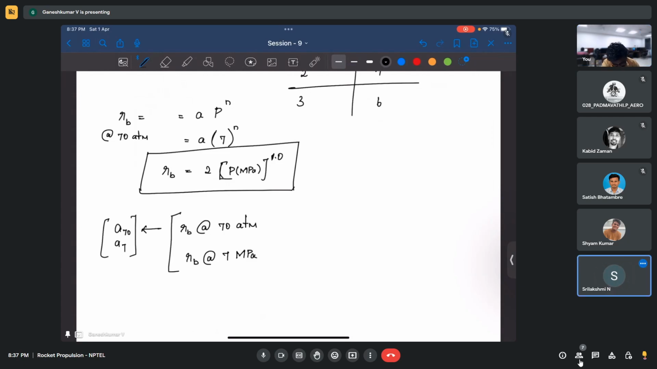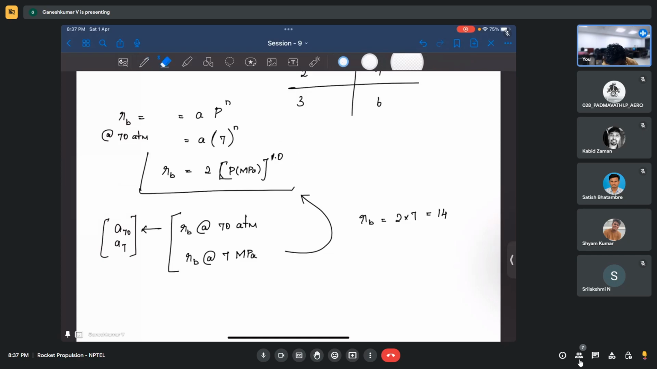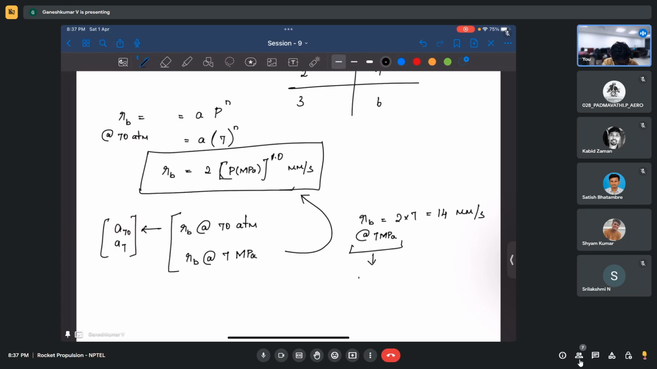Okay, so you just need to substitute in here. According to 7 megapascal, it's going to be 14, and you should express this in millimeters per second. This is important. So it's going to be 14 millimeters per second. This is RB at 7 megapascal. And now you term this A70, A7, it's up to you. But whatever you term it, it's going to be burning rate at 7 megapascal or burning rate at 70 atmosphere. And that is always going to be 14 mm per second.